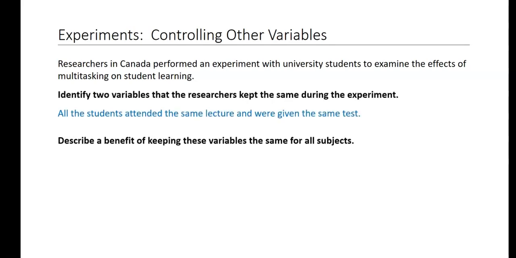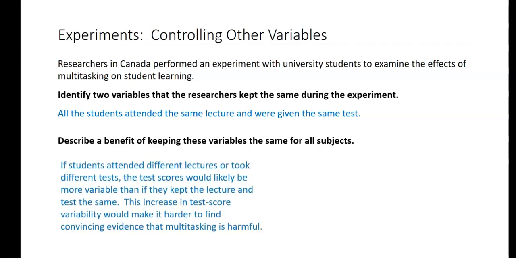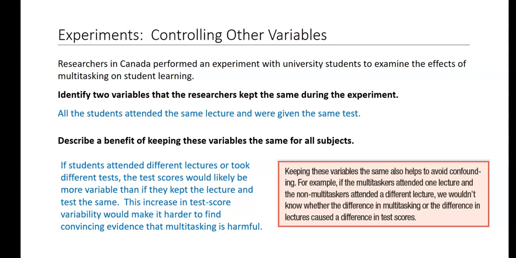Describe a benefit of keeping these two variables the same for all the participants, for all the students there. Yeah, you don't want it to be a different lecture. Maybe they just didn't learn from the lecture, but it's the same lecture, so you can take that variable out of there. If students attended different lectures or took different tests, the test score is likely to be much more variable than if the lecture and test were the same. This increase in test score variability will make it harder to find convincing evidence that multitasking is harmful.